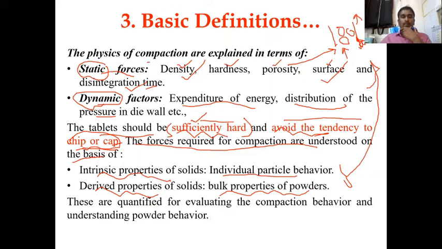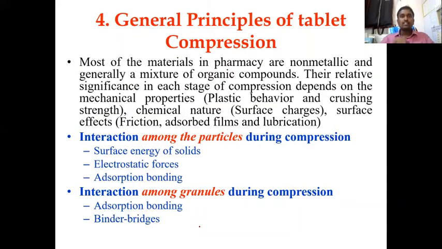So whatever compression you want to make, the properties of the materials always play the major role. So the powder materials themselves, or the derived properties of the powders, will influence this. So these are quantified for evaluating. That means these powders have been evaluated for porosity, density, and all these properties, for evaluating the compaction behavior and understanding the powder behavior also. So these are the forces that one should study during the preformulation of tablets to make a nice tablet. Next, what are the general principles of tablet compression?